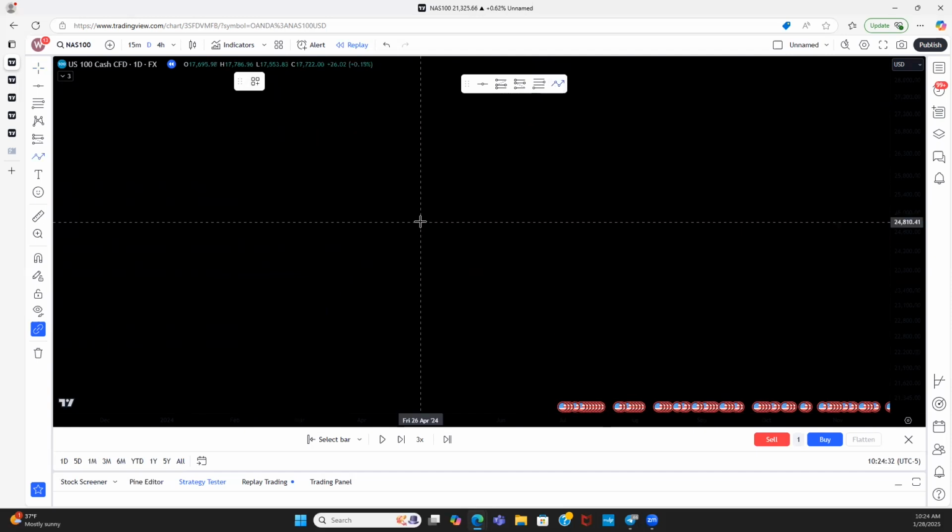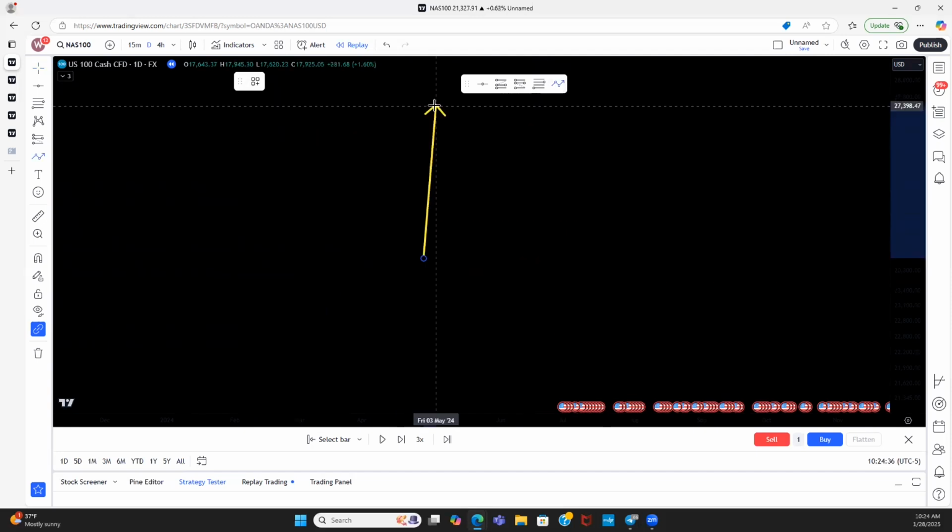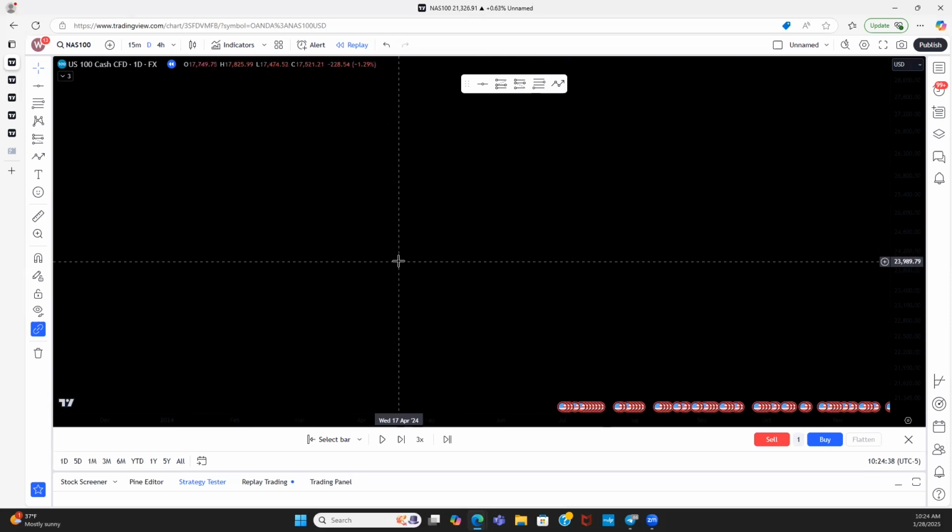So we all know price can do one of two things. It's either going to go up or go down. So it's our job as a day trader, especially, to determine which one of those two things price is doing. Because again, we make money based on what price is doing.